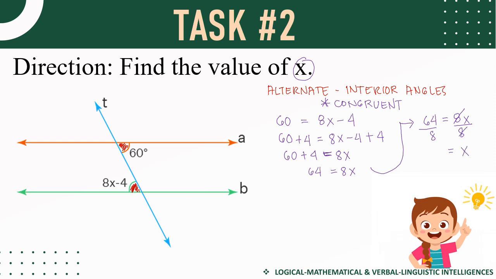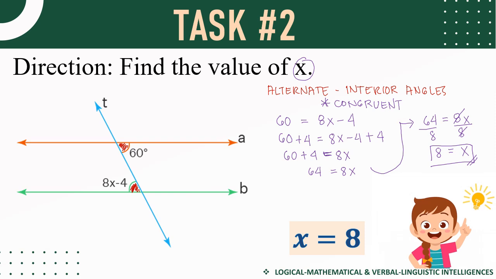So 8 divided by 8 is 1. And then 1 times x, it's x. So therefore, we have x at the right side. And 64 divided by 8 is 8. So that means we're able to find out already the value of x. For our final answer, x is equal to 8.